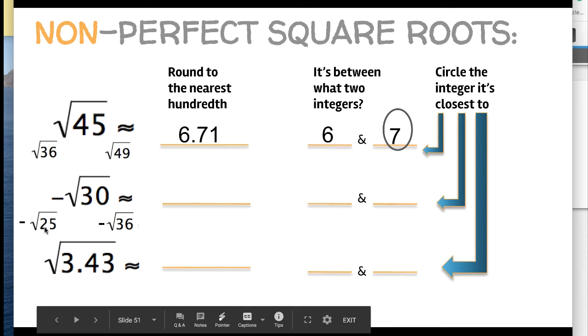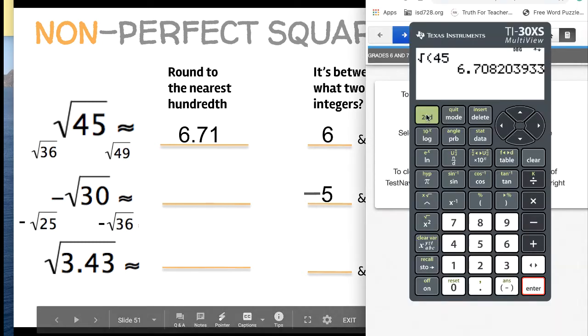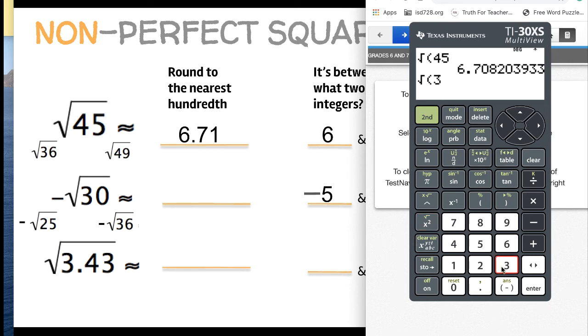So what's the square root of 25? 5. So the opposite of that would be minus 5. What's the square root of 36? 6. The opposite of that would be minus 6. Now, that means the opposite of the square root of 30 is going to be somewhere between minus 5 and minus 6. Let's pull out our calculator. Let's find the square root of 30. And remember, we're going to take the opposite of that.